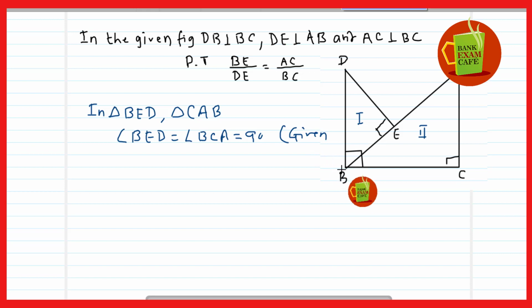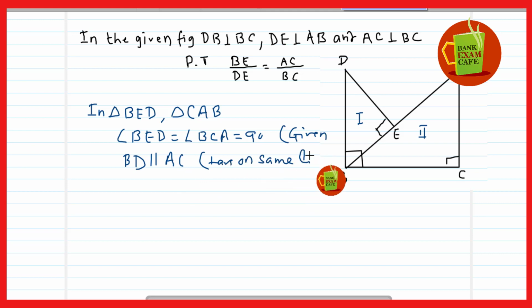Now again, since BD and AC are perpendiculars on the same line, BD is parallel to AC. Therefore, these two are parallel. And since these two are parallel, AB will be the transversal, and this will be the Z formation. So this angle and this angle will also be equal. These two angles will be equal.